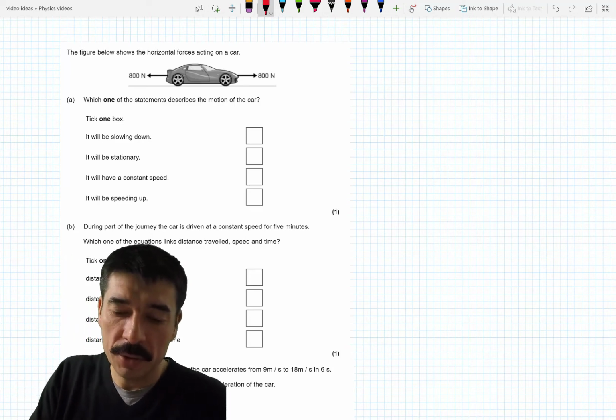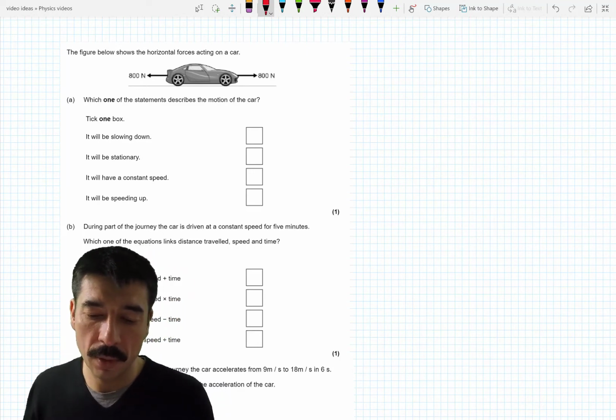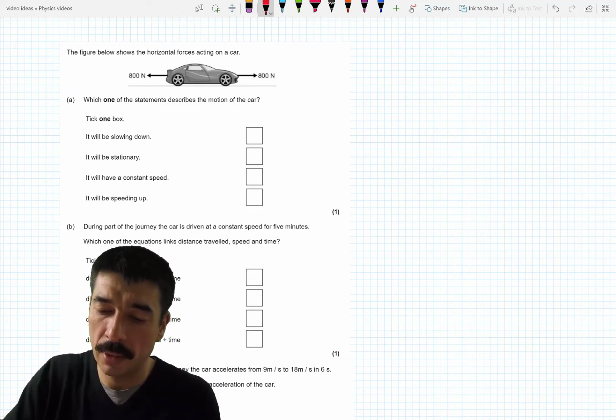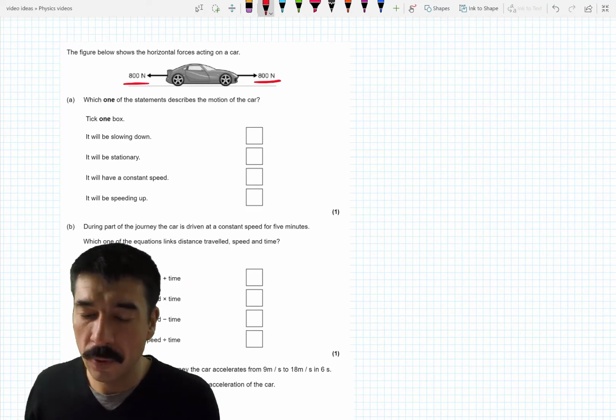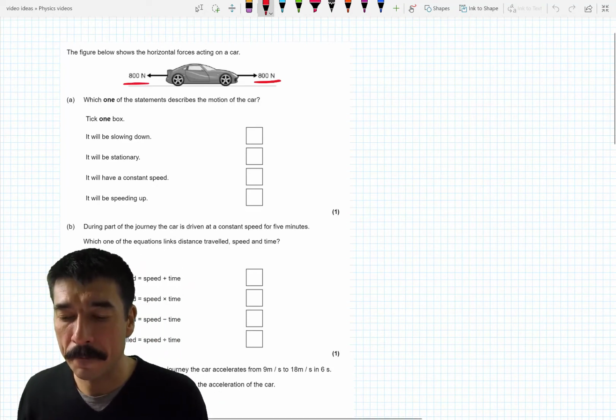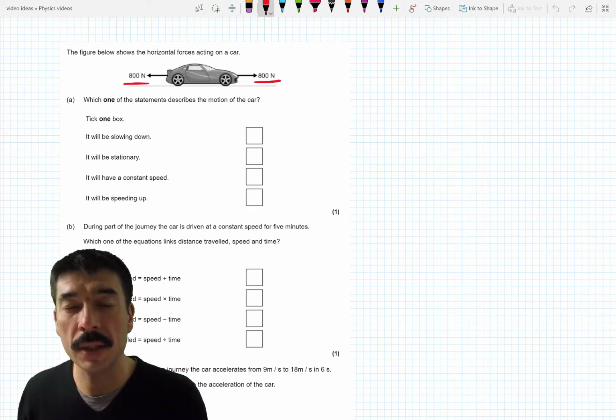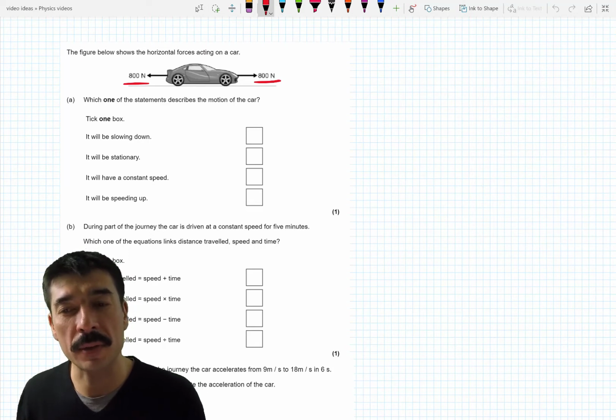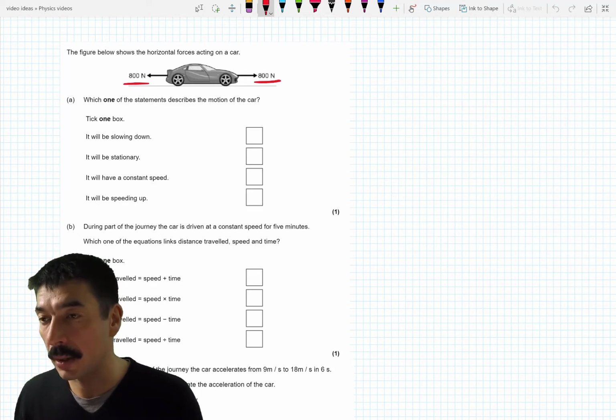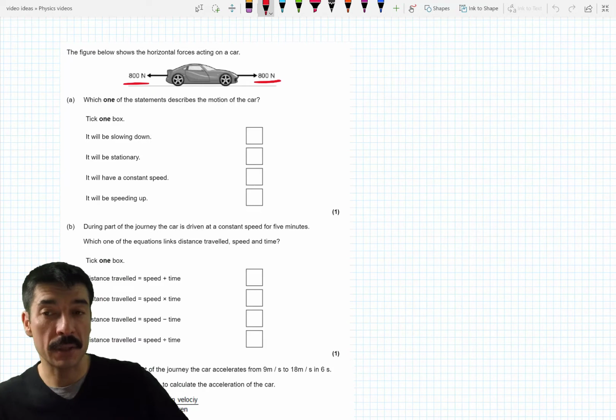Right, the figure below shows the horizontal forces acting on a car. Which one of the statements describes the motion of the car? Let's have a look. Right, forces are balanced. Newton's first law states that when forces are balanced, or there's no resultant force, motion remains constant, motion being both magnitude and direction of velocity. So velocity remains constant.